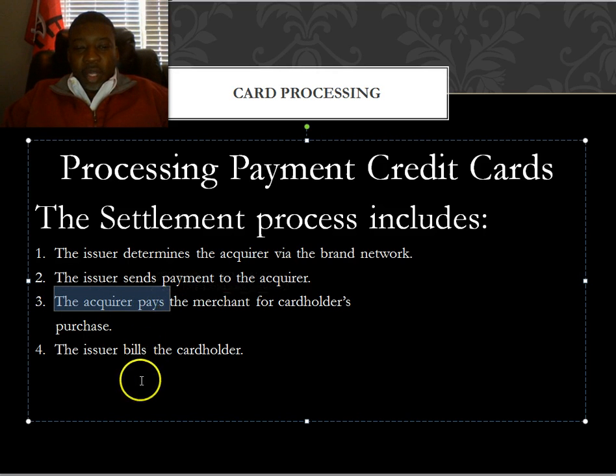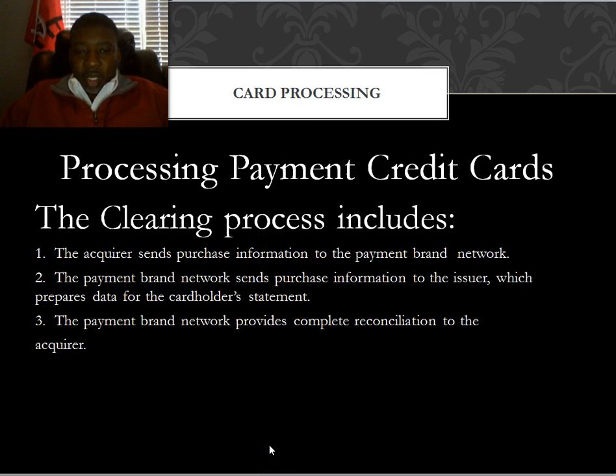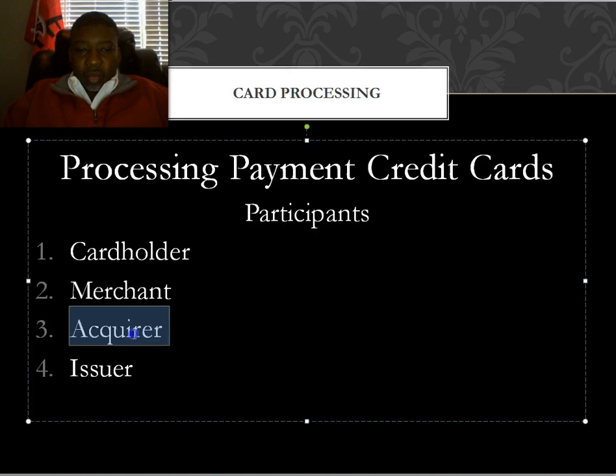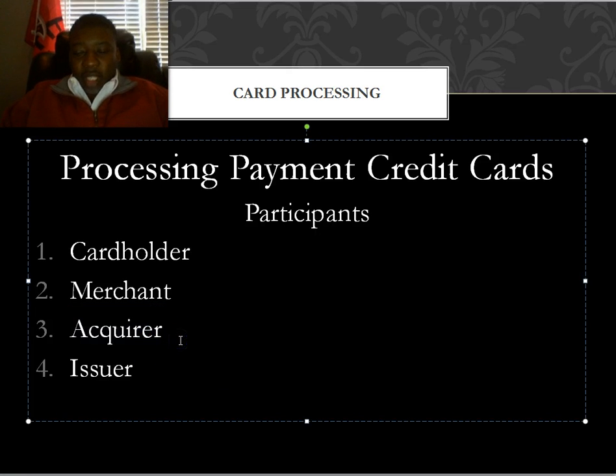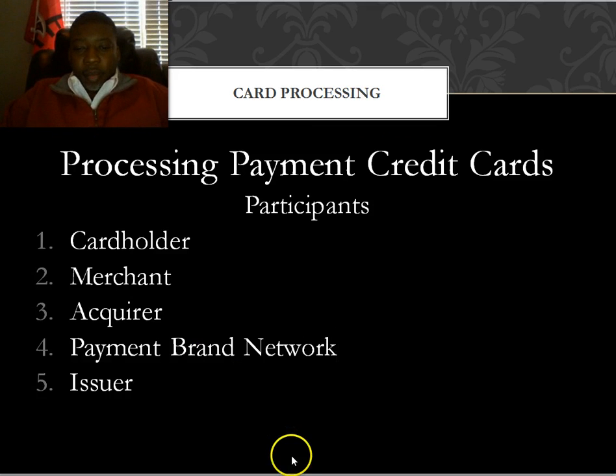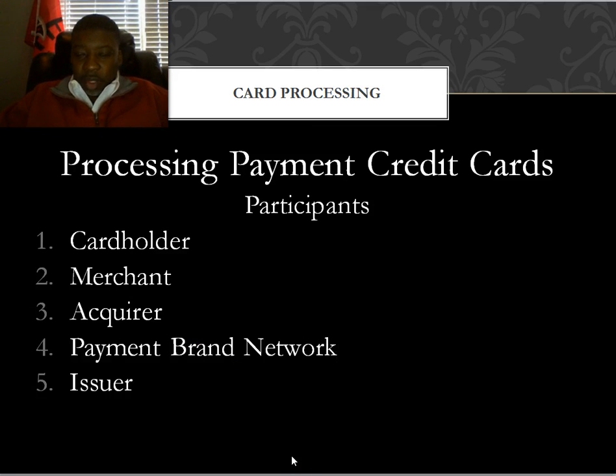The acquirer. Let me see if I can go back a couple of slides. And they contact the payment brand network. So I actually could add payment brand network right here. Alright, so let's keep it moving.